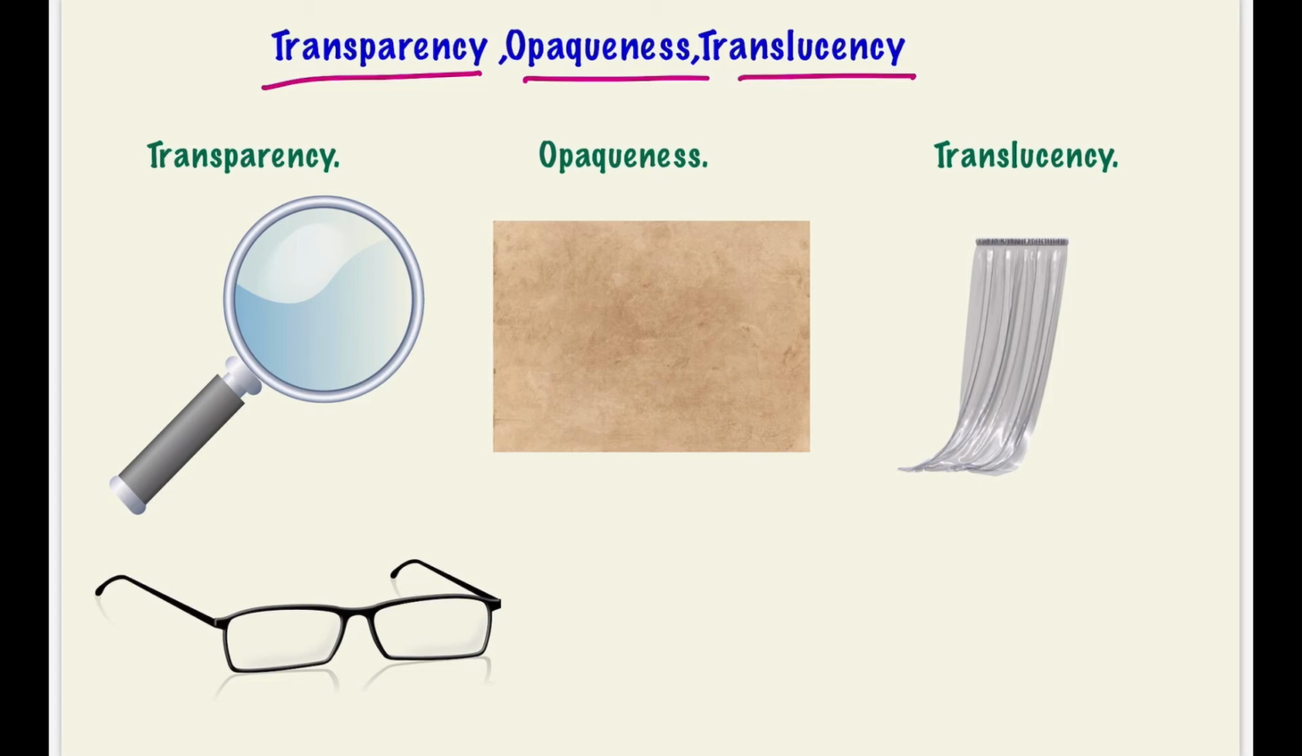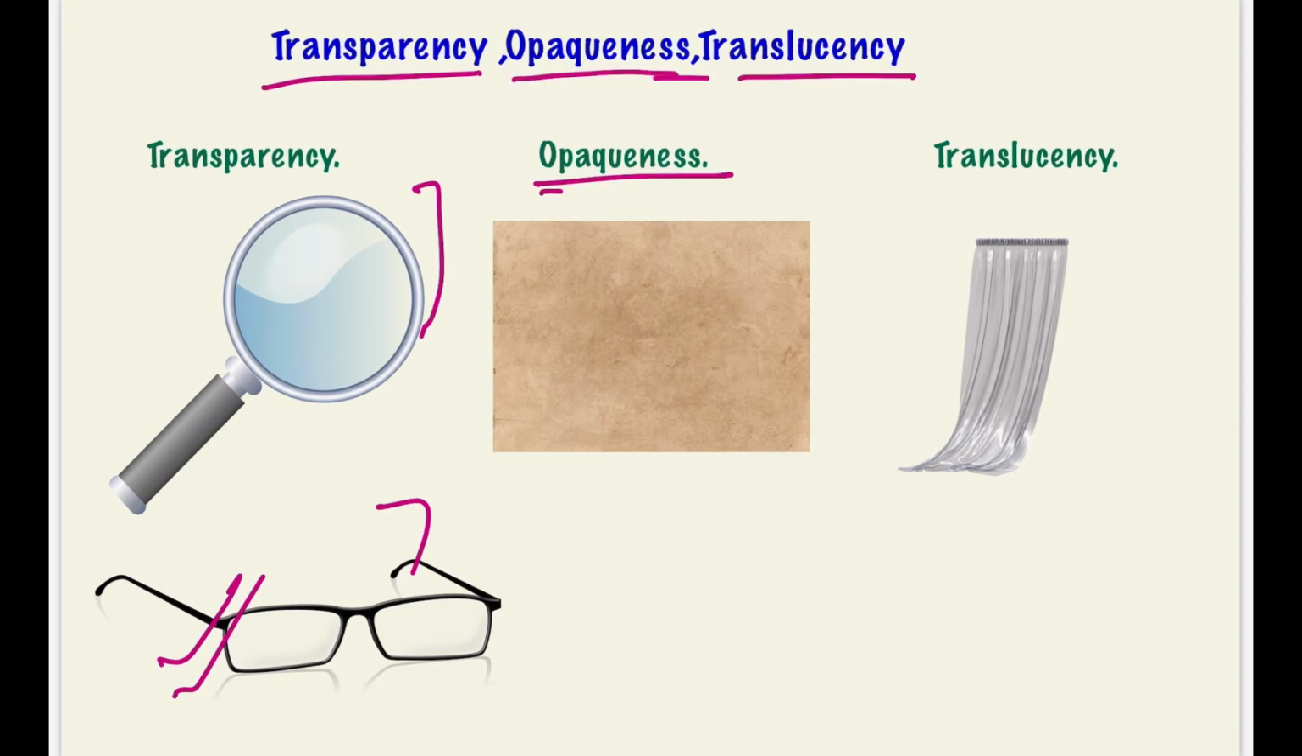So what is transparency and transparent material? The materials from which you can see clearly or see through are called transparent materials. Like if you use a magnifying glass, you can see through it very clearly. Same with glasses. If you use glasses, you can see with them very clearly. So these are transparent materials. Some plastic sheets are also transparent materials.